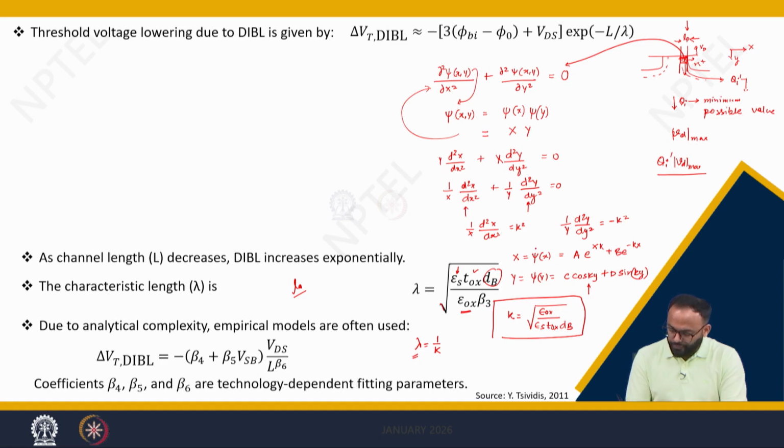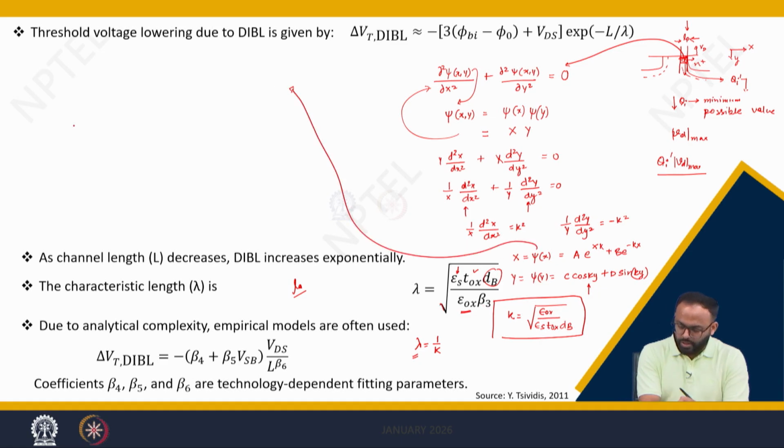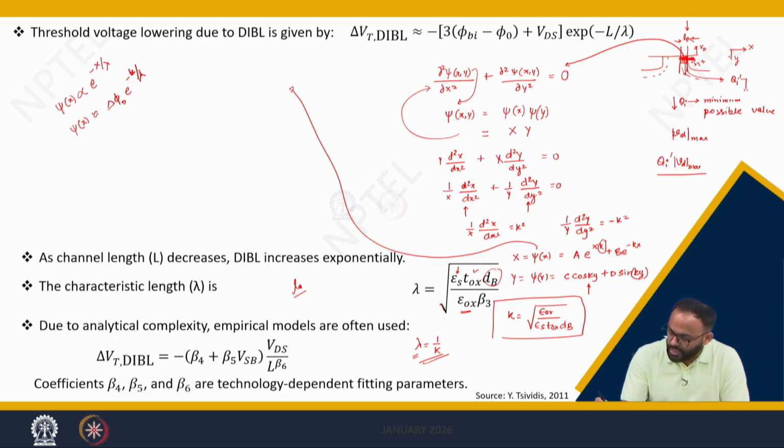Now, if we focus on how the potential varies in the x direction, we will see that it is directly proportional to e to the power of minus x by lambda, where k is replaced by 1 by lambda. Or I can simply write the change in potential along the x direction as some delta phi d into e to the power of minus x by lambda, where x can be replaced by L, the channel length.